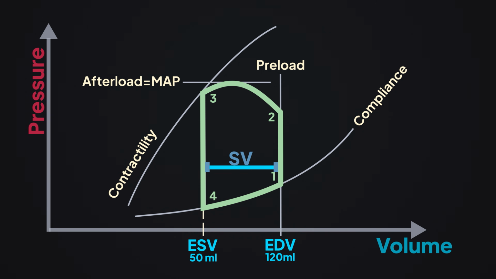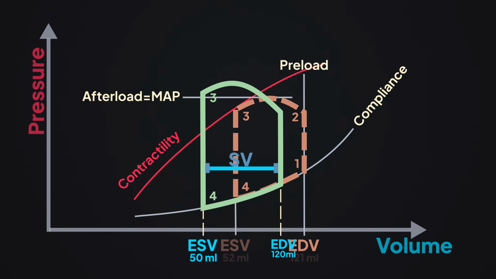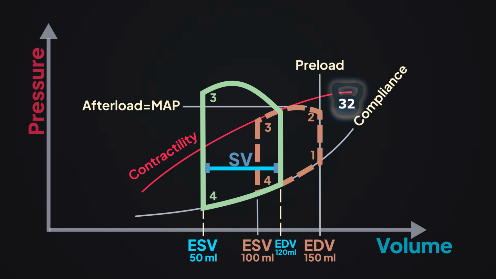But what happens when contractility decreases? The heart becomes weak and the contractility line drops. You can imagine it like heavy lines that start to fall and push the entire loop to the right.